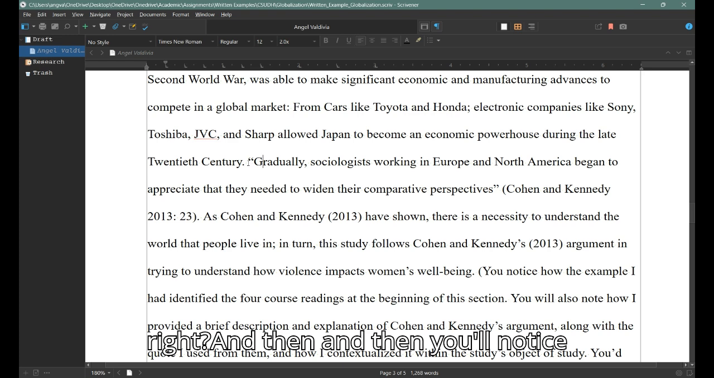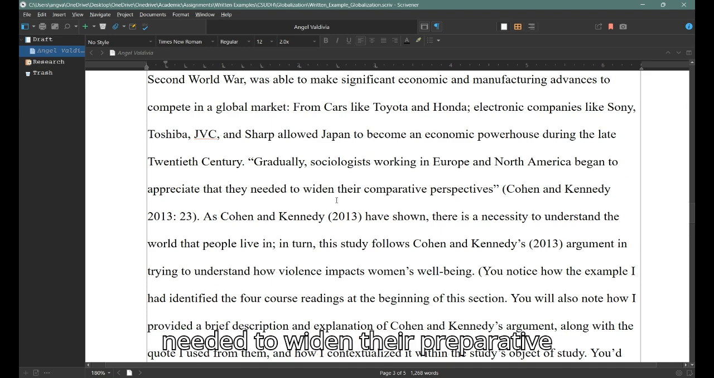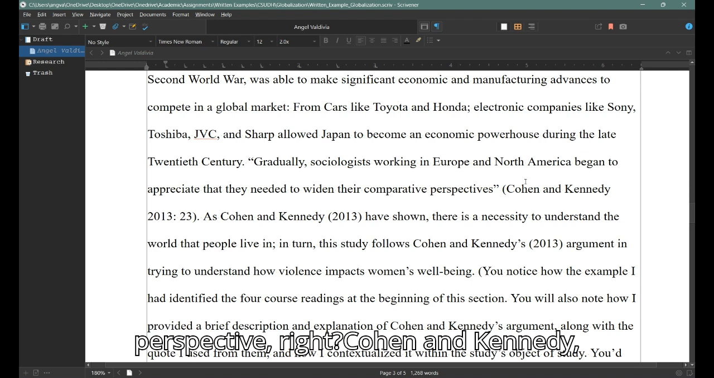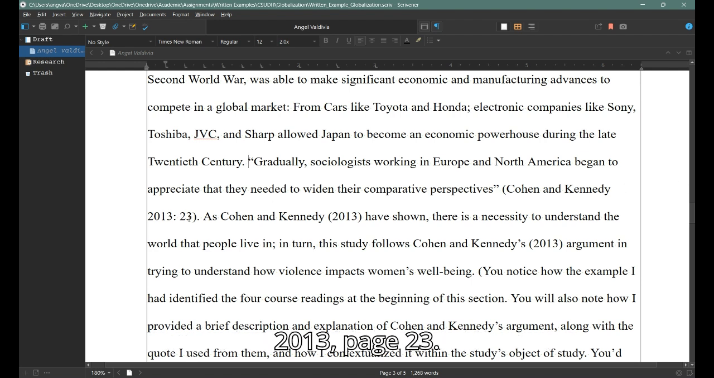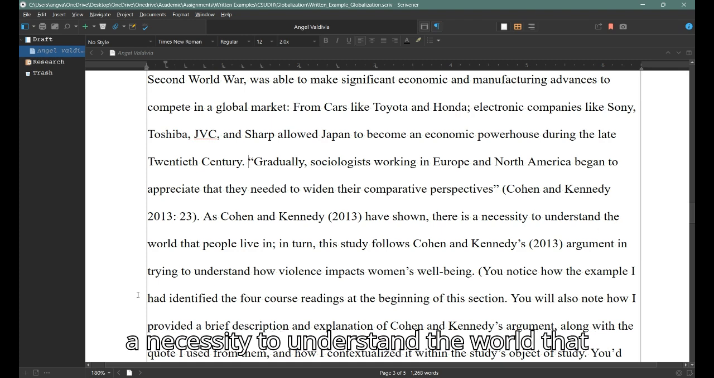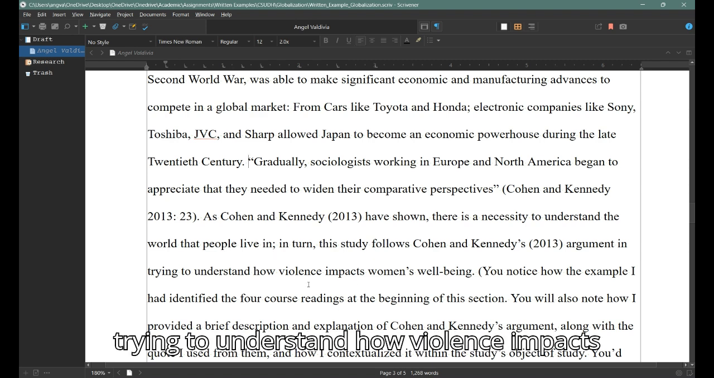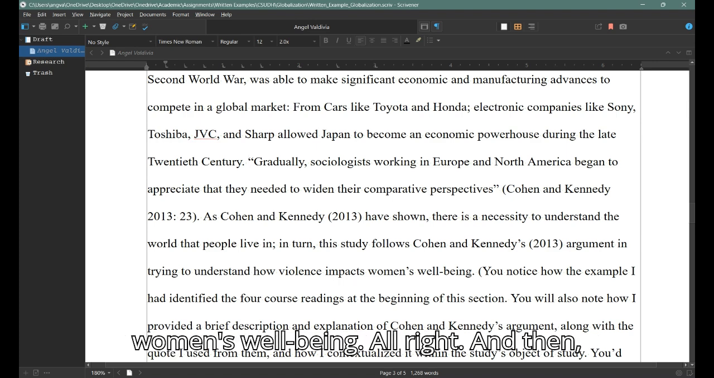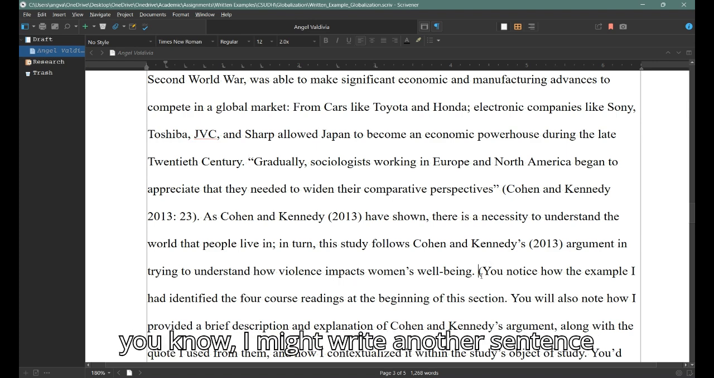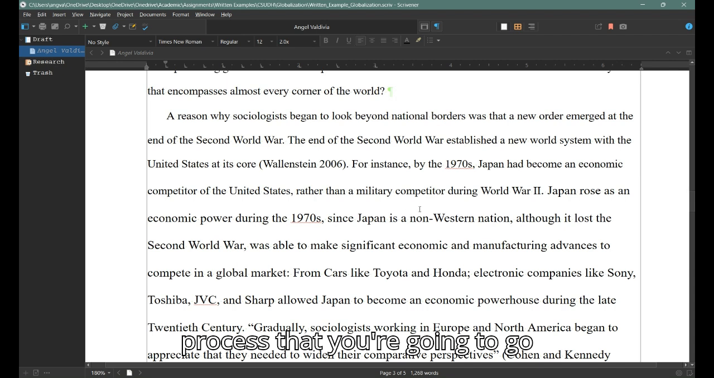All right, and then you'll notice that I have a quote here. Gradually, sociologists working in Europe and North America began to appreciate that they needed to widen their comparative perspective. Cohen and Kennedy, 2013, page 23. As Cohen and Kennedy have shown, there is a necessity to understand the world that people live in. In turn, this study follows Cohen and Kennedy's argument in trying to understand how violence impacts women's well-being. And then I might write another sentence or so to close this paragraph off. But that's the general process that you're going to go through.